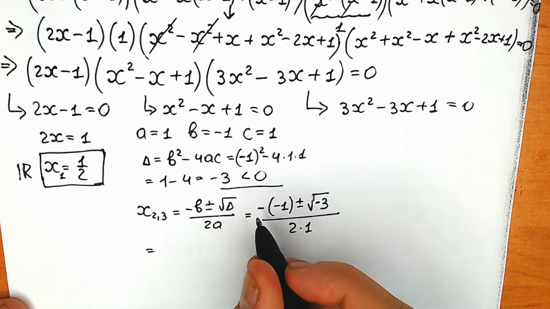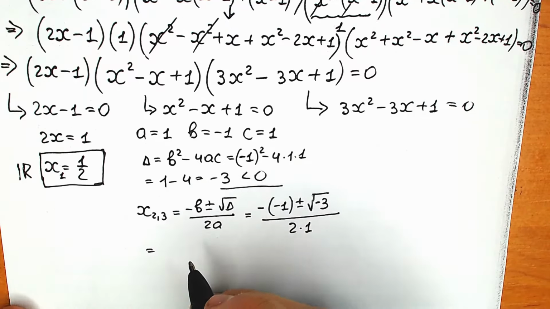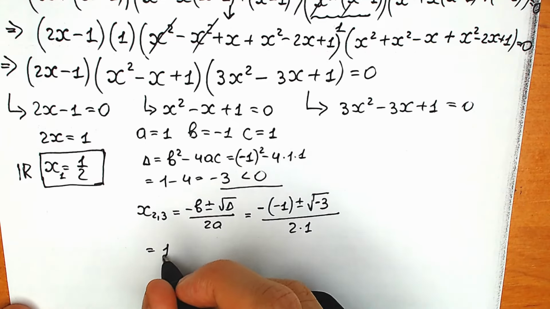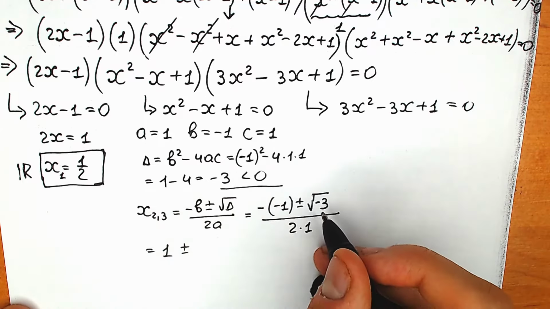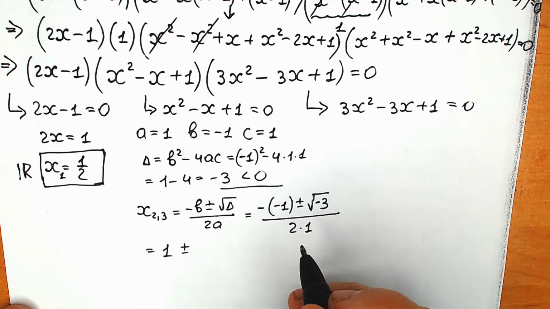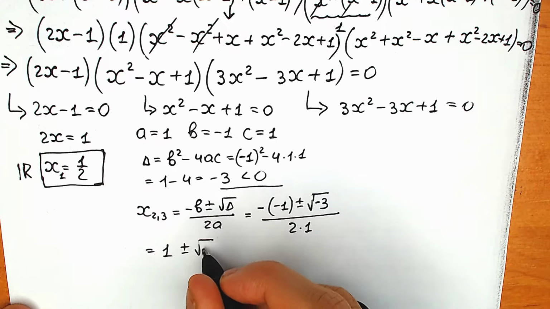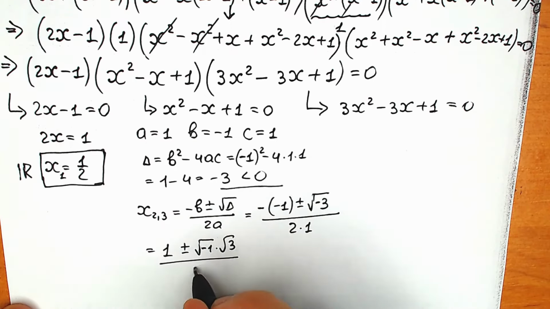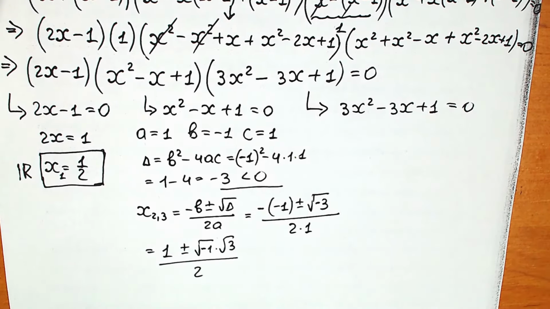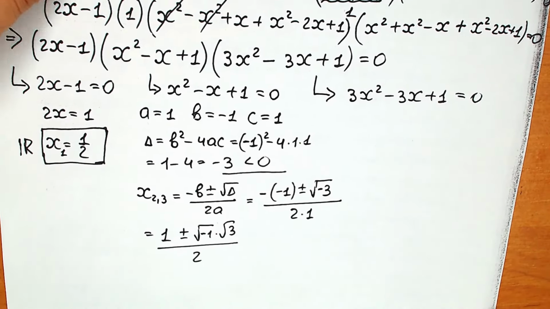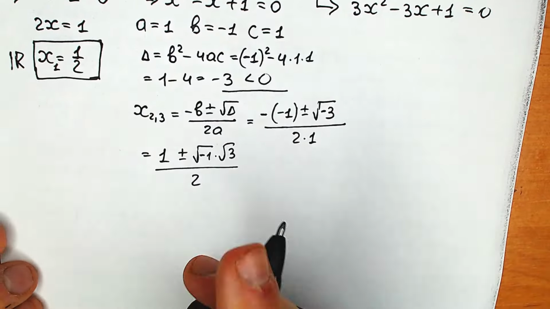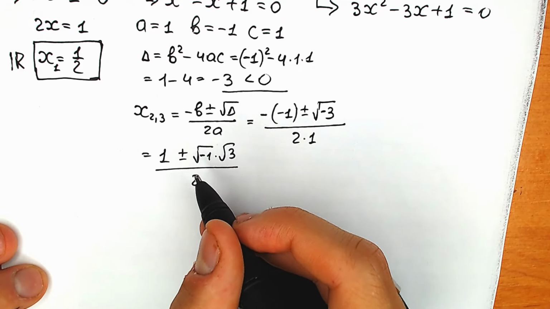From here, what can we get? Minus 1 equal to plus. So we have 1 plus minus this square root of minus 3, which we can write as square root of minus 1 times square root of 3. We can easily split it, and we divide it by 2. Right now, this square root of minus 1 equal to i. This is our imaginary unit, so we can easily write it as i, and we can divide it by 2.